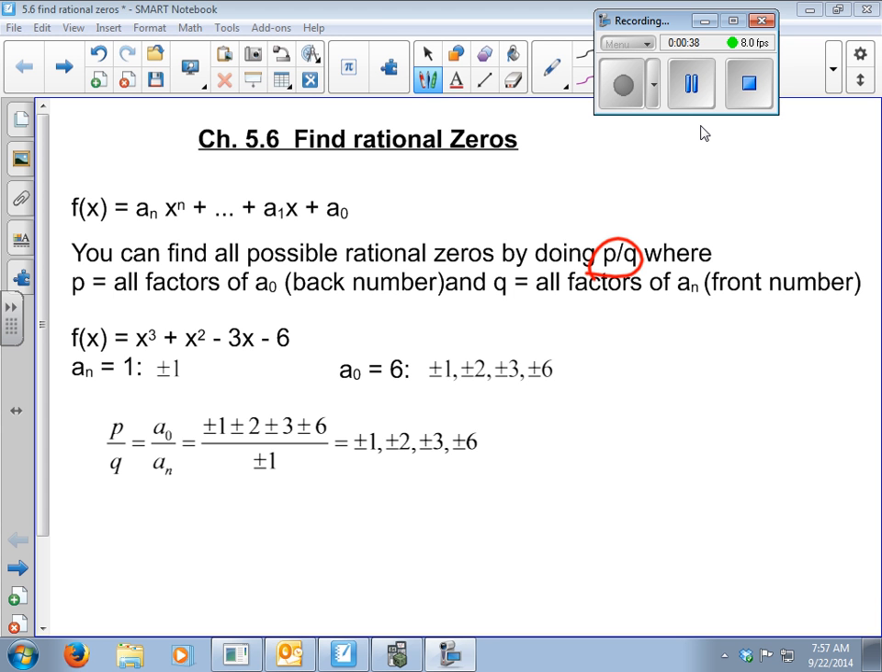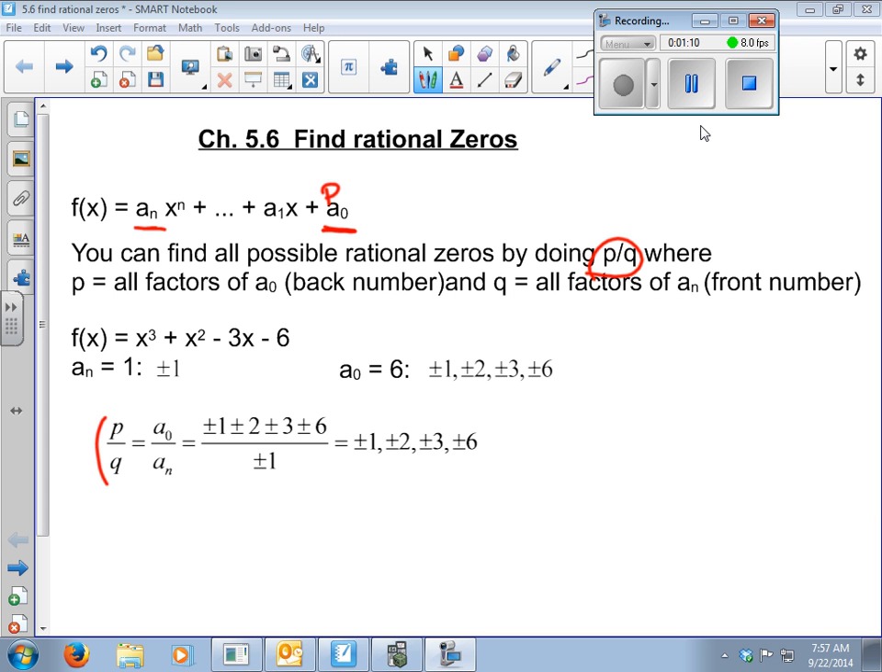So we can find all possible rational zeros by doing P over Q, where P is all the factors of A sub 0. A sub 0 is going to be our number in the back, so this is going to be our P term. And then we're going to look for Q, which will be all the factors of A sub n. A sub n is going to be the term in the front. And what we're going to do is list those possible factors. We'll list all of the P numbers, we'll list all of the Q numbers, and then we have to do this fraction right here, P over Q.